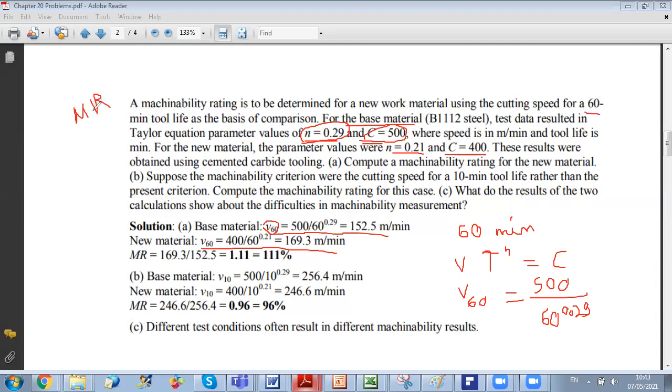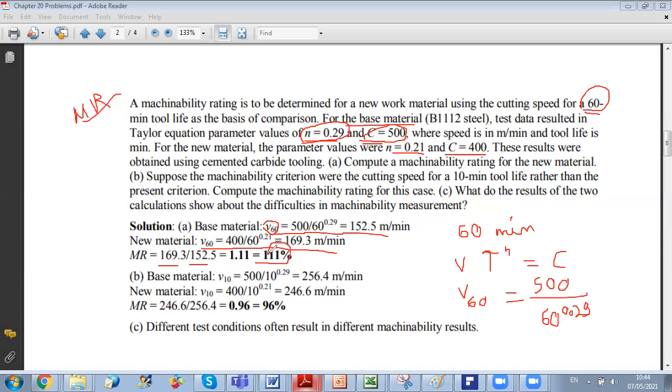This is why we can assess the machinability rating as the ratio between the cutting speed for a certain tool lifetime and the cutting speed for the base material for the same lifetime. Here we selected a 60-minute tool life and calculated the corresponding cutting speeds for the two materials. Based on this, we can say that the new material is better than the base material because the speed it can reach for this lifetime is higher. So, for example, here the machinability rating is 111%.